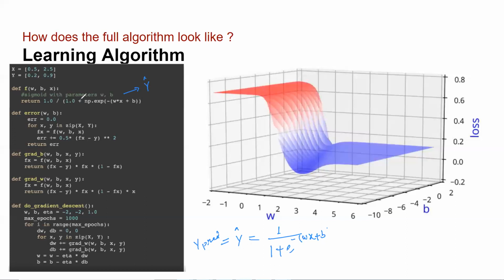This function computes my y hat. It takes three inputs, w, b, and x, and it returns y hat. Then I have another function for computing the loss.